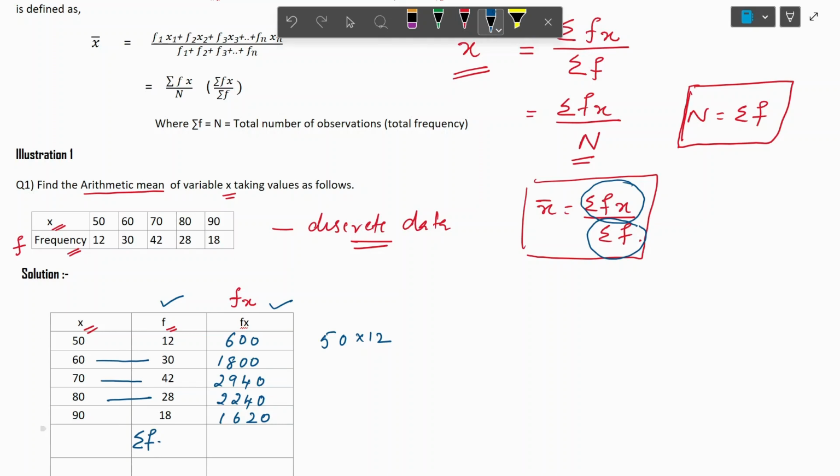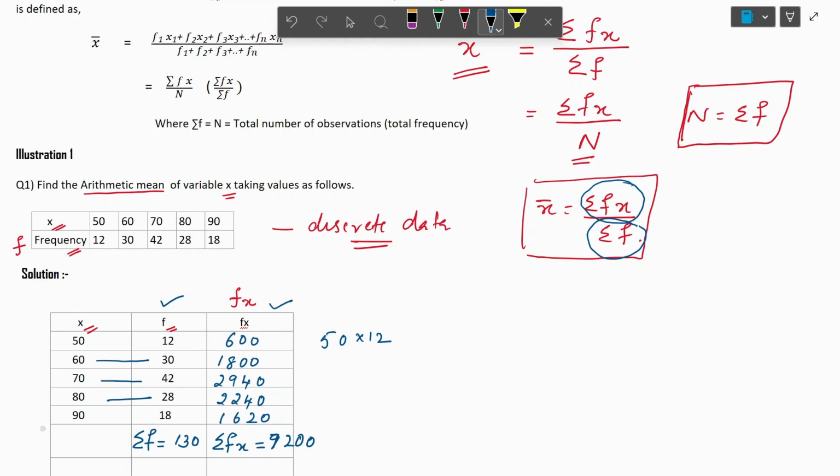Now for the second column, we are going to add this 12 plus 30 plus 42 plus 28 plus 18. That is equal to 130. That is your sigma F, summation of F. Now third column, that is 600, 1800, 2940. Like this way we are going to add. You will get the value that is sigma Fx, summation of Fx. Just add with your calculator, that is 9200. Now, right now your table is completed.